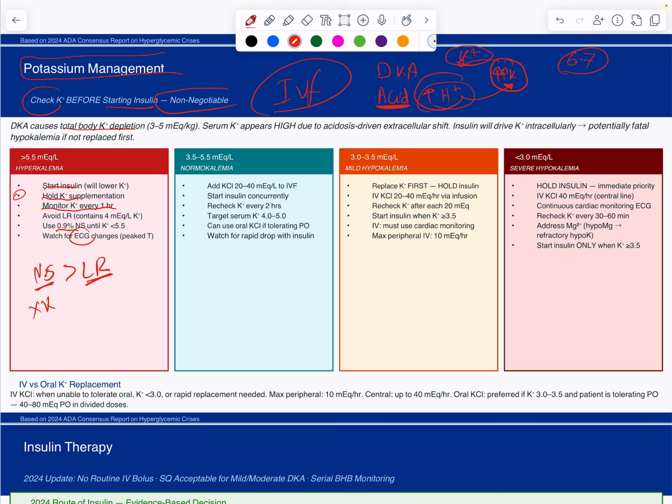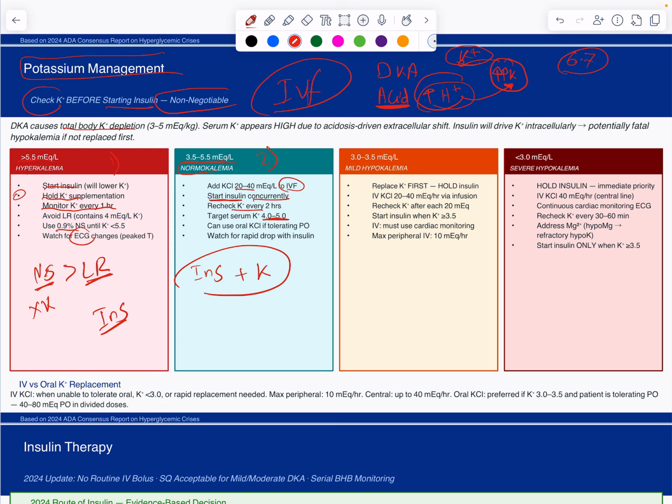The second scenario will be potassium between 3.5 to 5.5. This is normokalemic. Here, you will give the insulin and the potassium supplement simultaneously. So in the first scenario you give only insulin. Here you will give insulin with potassium. So you'll give potassium chloride 20 or 40, and you'll add this to IV fluid, and you will start the insulin concurrently. Keep checking the potassium every 2 hours and target serum potassium between 4 to 5.